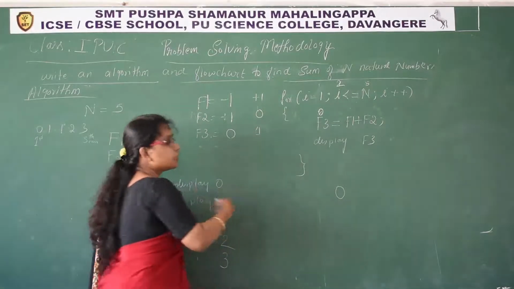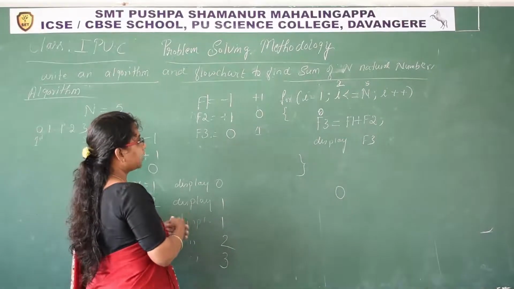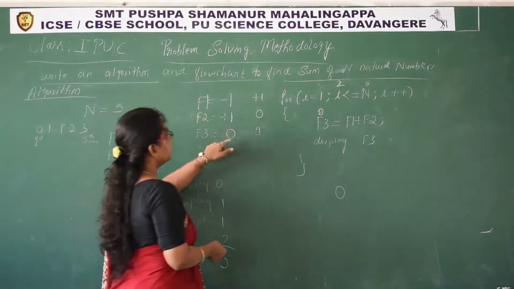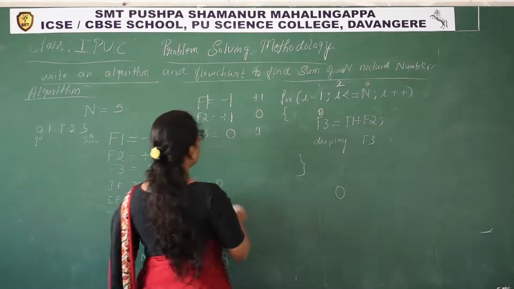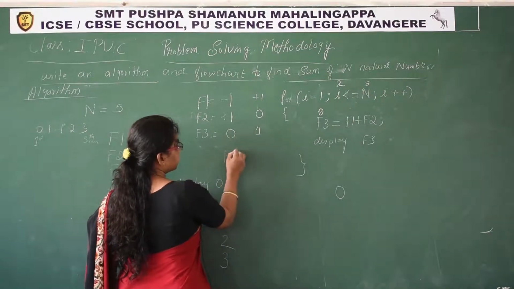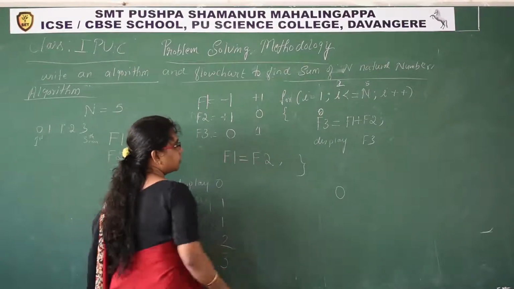That will be the second Fibonacci number. Now how to make F1, F2 as 0 and F1 as 1? I'll write like this: F1 is equal to F2. What does it mean?